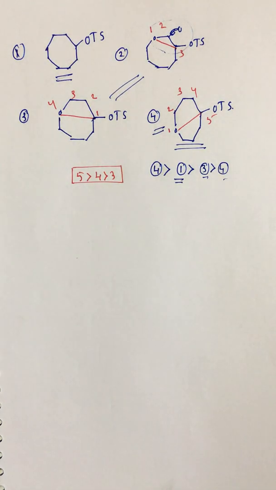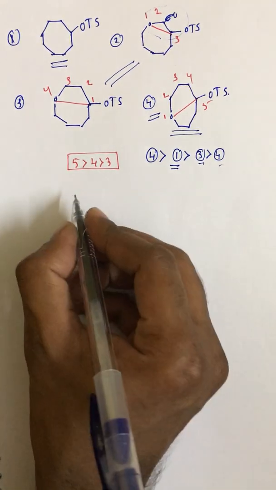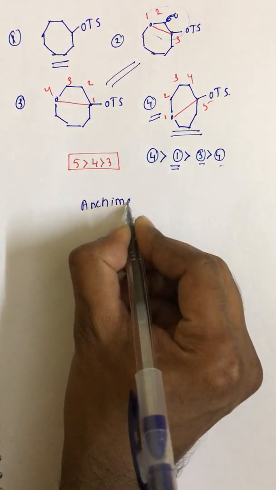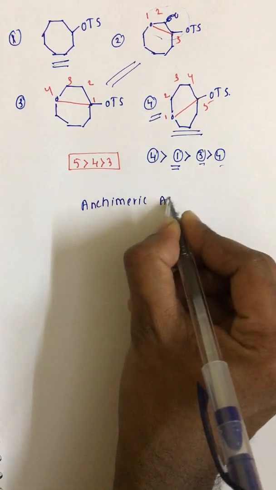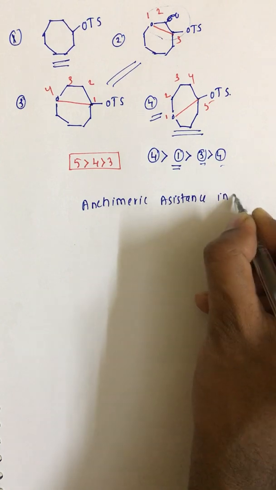So this is about the oxygen. And we have another concept, anchimeric assistance in bicyclic compounds.